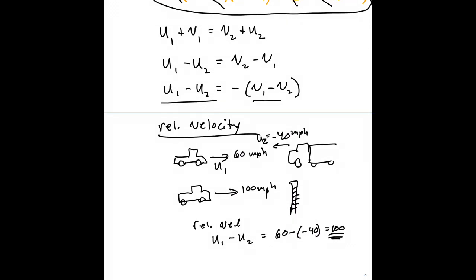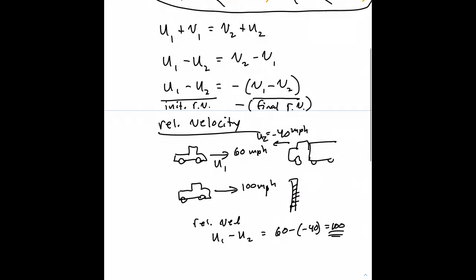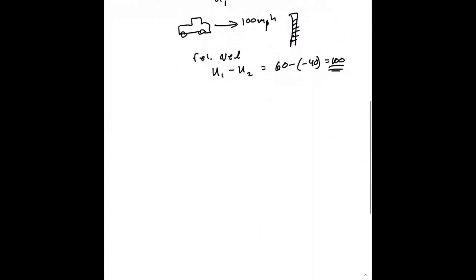If we do v1 minus v2 after the collision, that's a way of stating the final relative velocity. So this is the initial relative velocity, and this would be a way to calculate the final relative velocity. But notice we have negative the final relative velocity. So the way this can be explained, on the air track, the two gliders are traveling toward one another.